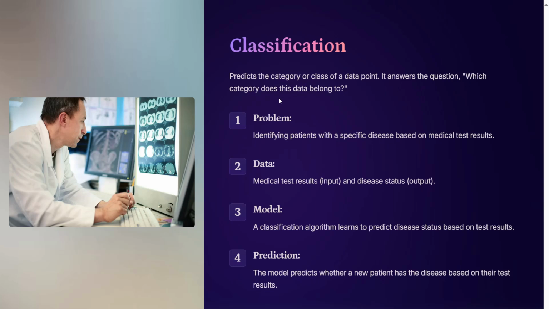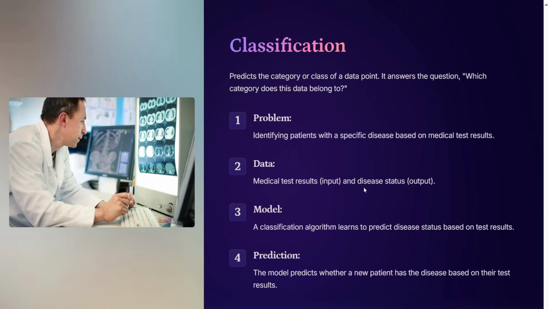So for example, let's say we want to identify patients with a specific disease based on their medical test results. Now, this is a basic classification problem. In this case, our data includes medical test results, that is our input, and the disease status, which is our output. The test results could be things like blood pressure, cholesterol levels, and other relevant medical indicators. The disease status is whether the patient has the disease or not.